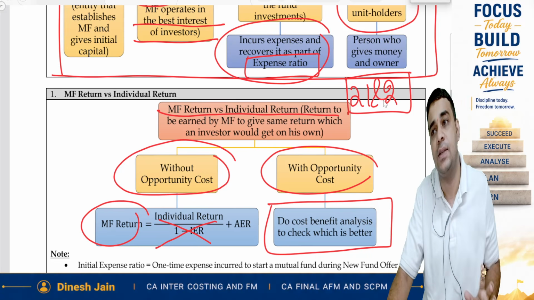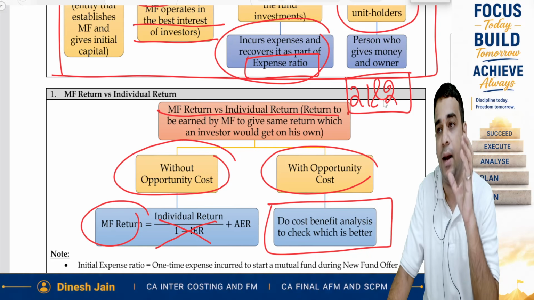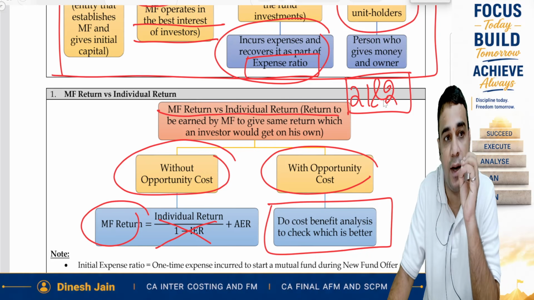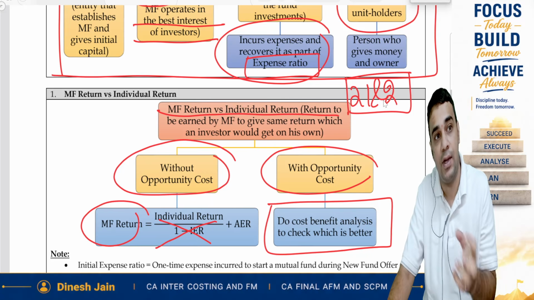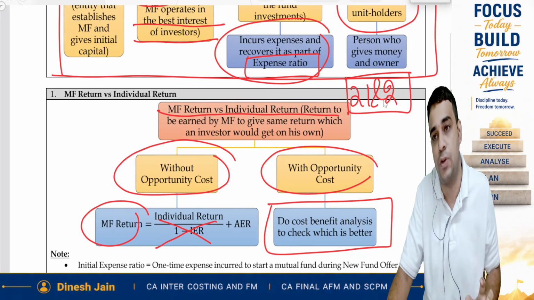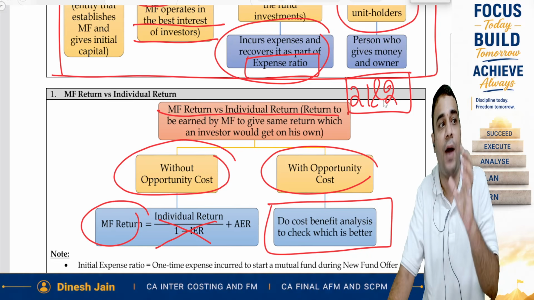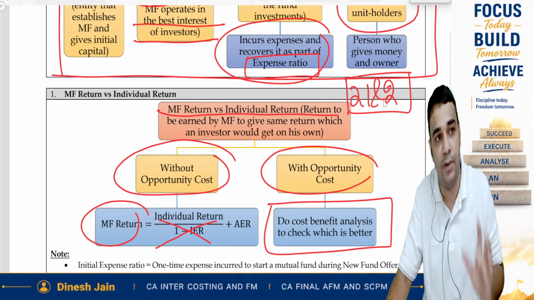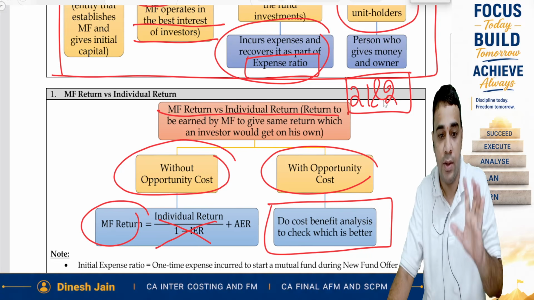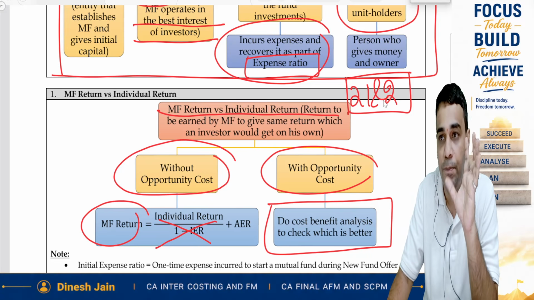The second thing we learned is cost benefit analysis. In case there is an opportunity cost of own investing, we have to factor that into our analysis whenever we are doing our problem. This is what broadly we understood in the previous session.